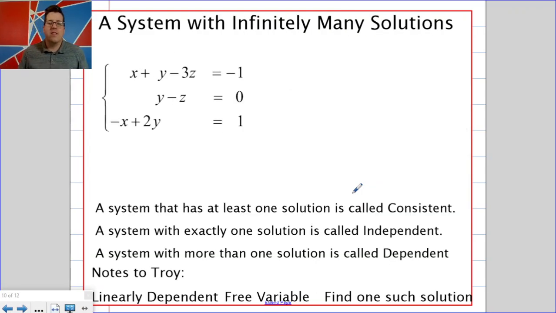Any system that has at least one solution is called consistent. So one solution or infinitely many solutions is called consistent. A system that has exactly one solution is called independent, and a system that has more than one solution is called dependent. In class, we will talk about how you would find one solution that would work if your system should have infinitely many solutions. And we'll talk about what it means to be linearly dependent and what free variables are.